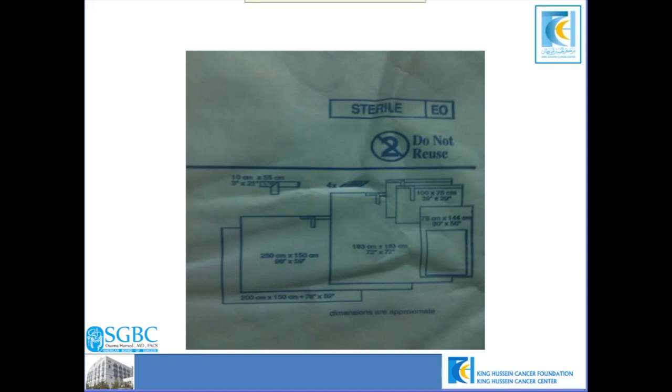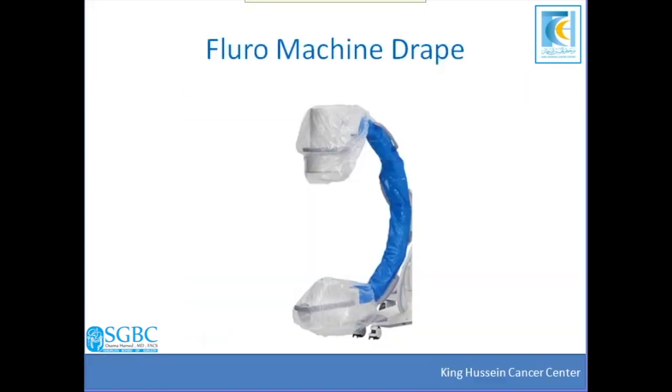Don't say this is very expensive to insert central lines. This is a very cheap drape. It costs around 12 JDs. So I think with this addition of 12 JDs we can prevent major issues and major cost.